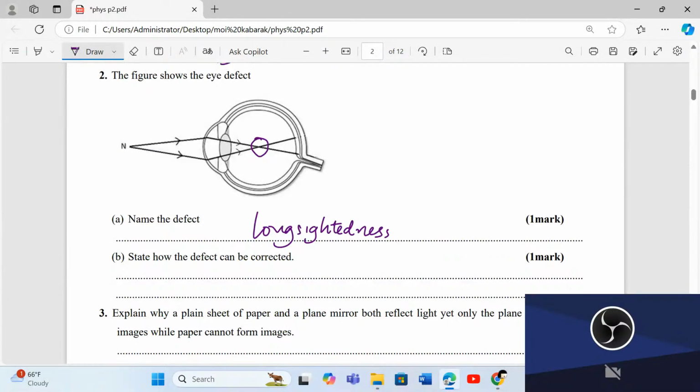And this one is corrected by use of a convex lens, where we first try to diverge the rays, then they are converged by the lens. This one is also called the converging lens.